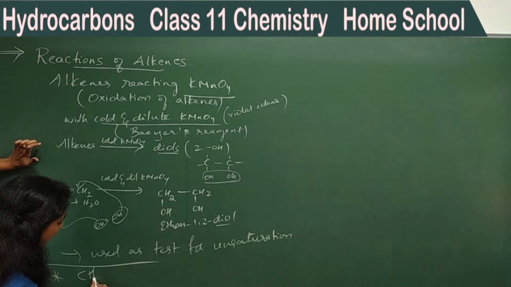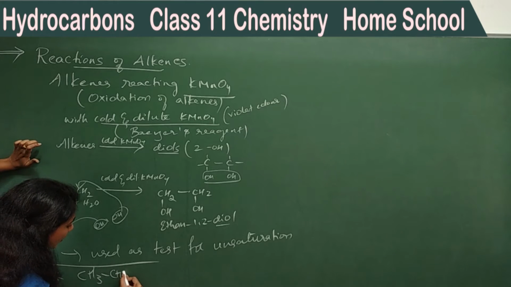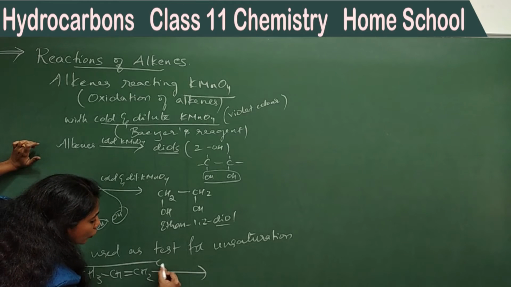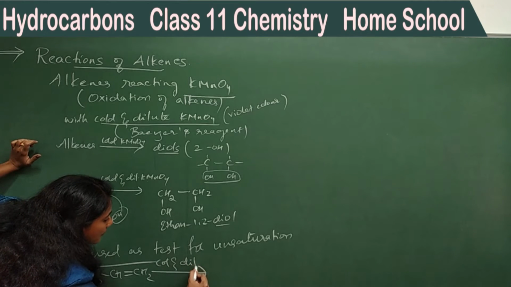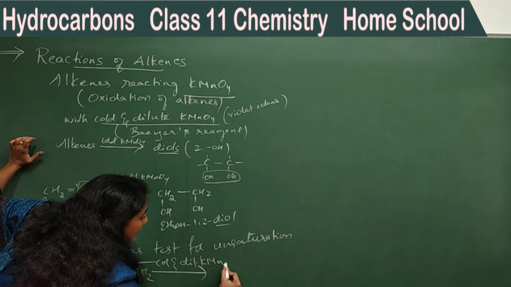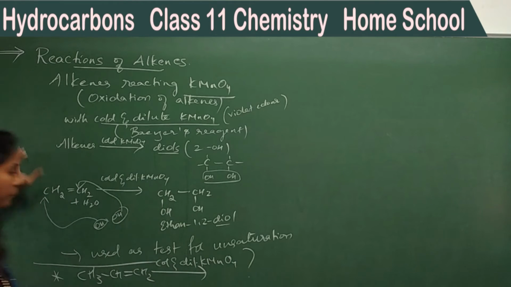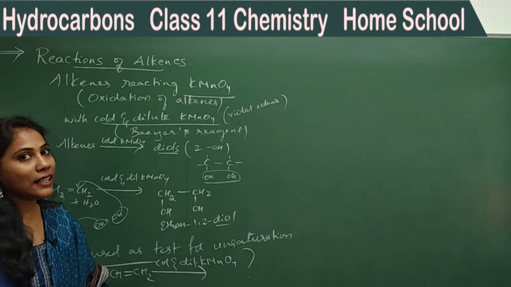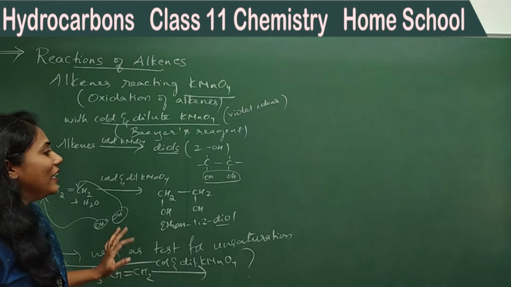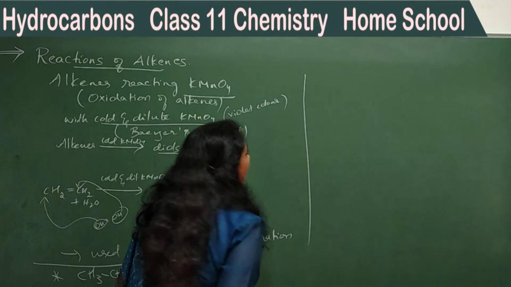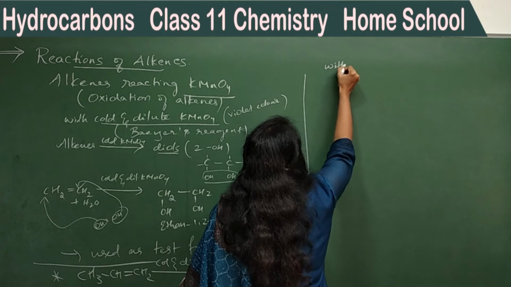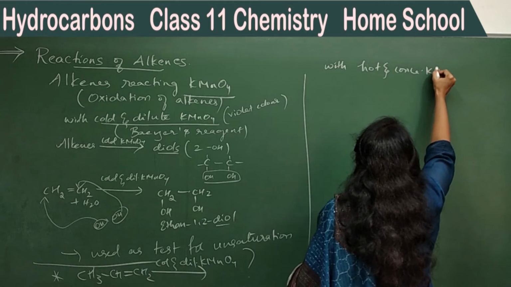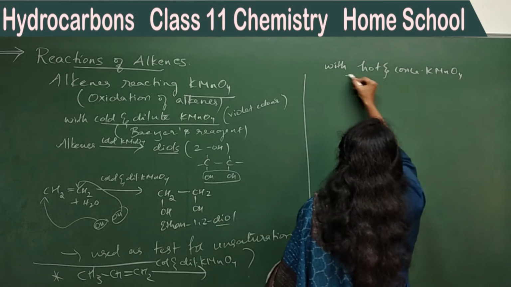Suppose I have an alkene CH3CH=CH2. So I will treat it with cold and dilute KMnO₄. Try to write the product. Write the name of the product and post the answer in the comment section. Don't forget. Fine. And now let me talk about the reaction with hot and concentrated KMnO₄. Okay, extensive oxidation takes place here.